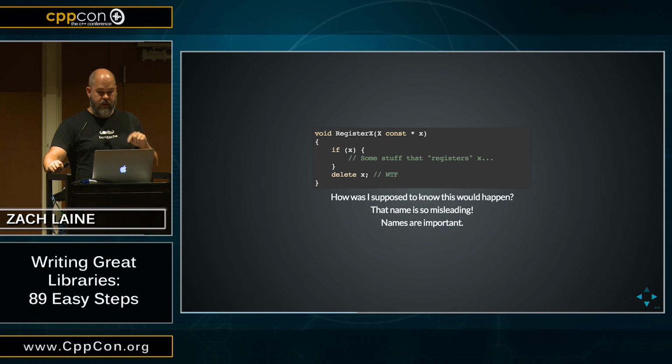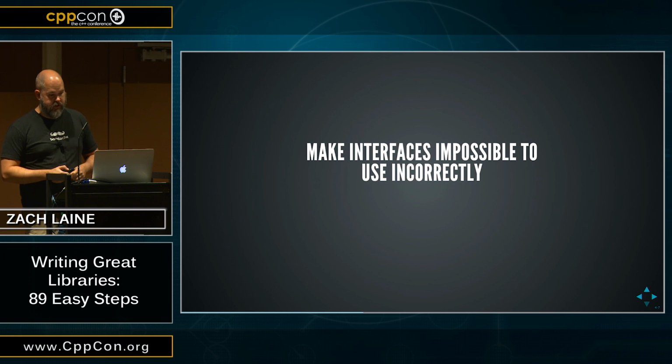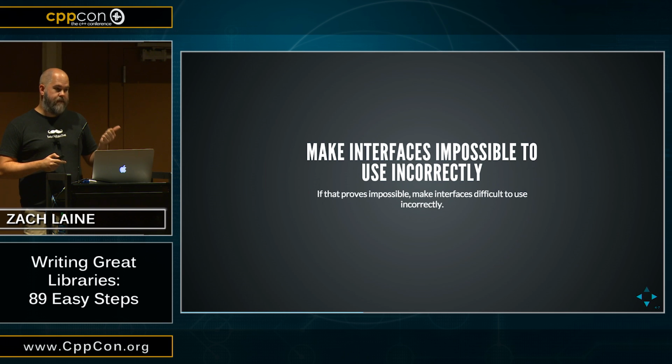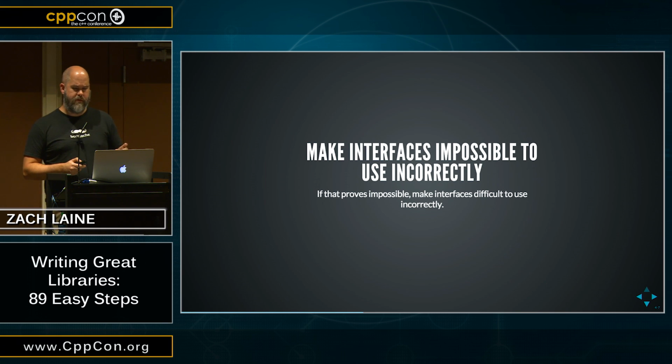Names are important, and really, I think that in many cases, the principle of least surprise is just a permutation of names are important. So make your interfaces impossible to use incorrectly whenever that's possible. And if you can't make them impossible to use correctly, make them very difficult to use incorrectly. Impossible to use incorrectly, I should have said.